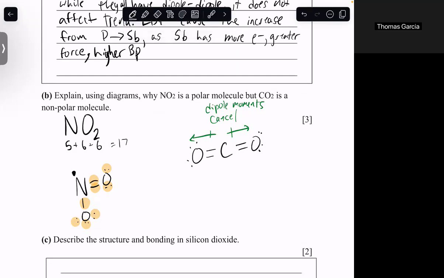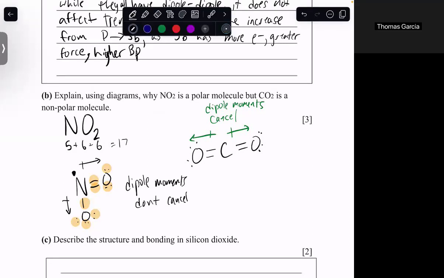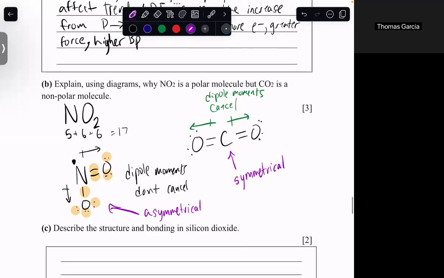Now, regardless of this, one thing we can see is that we do have a dipole moment, and we have another one going this way. These dipoles don't cancel. Dipole moments don't cancel. Another way to say this, and this is the easiest one to say that will still get you points, is that you can say this is symmetrical and this is asymmetrical. That will still get you the points.